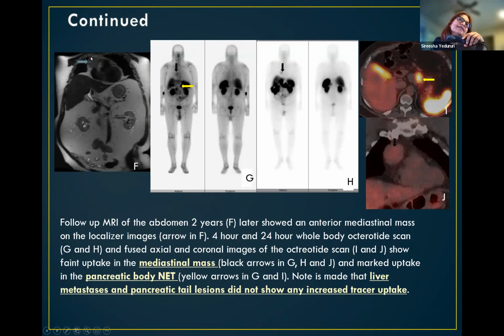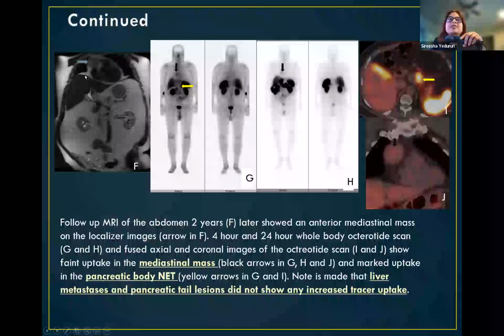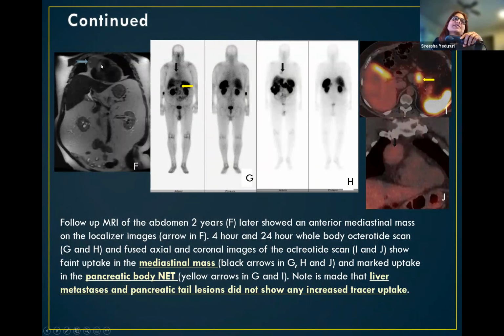And then this is the pancreatic neuroendocrine follow-up MRI of the abdomen. On the localizer images, we found this lesion, an anterior mediastinal mass, which is a thymic carcinoid. So we did an octreotide study, and there was very faint uptake in the mediastinal mass, and marked uptake in the pancreatic neuroendocrine tumor. And the liver metastasis did not show any uptake.